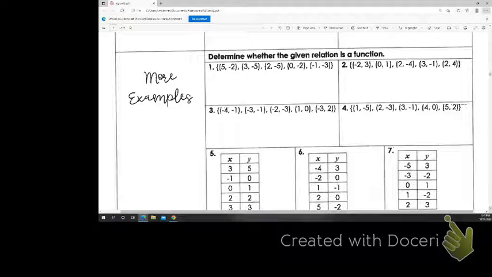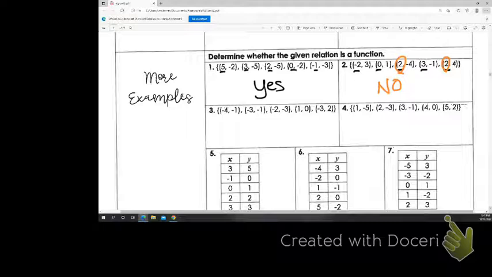So again, if all of the x's are different, it's a function. If I'm looking at ordered pairs, I don't even really need to look at the y's. So when I look at this one in number 1, 5, 3, 2, 0, -1. They are all different. This is a function. When I look here, -2, 0, 2, 3, 2. Aha. These two x's being the same, is not a function.